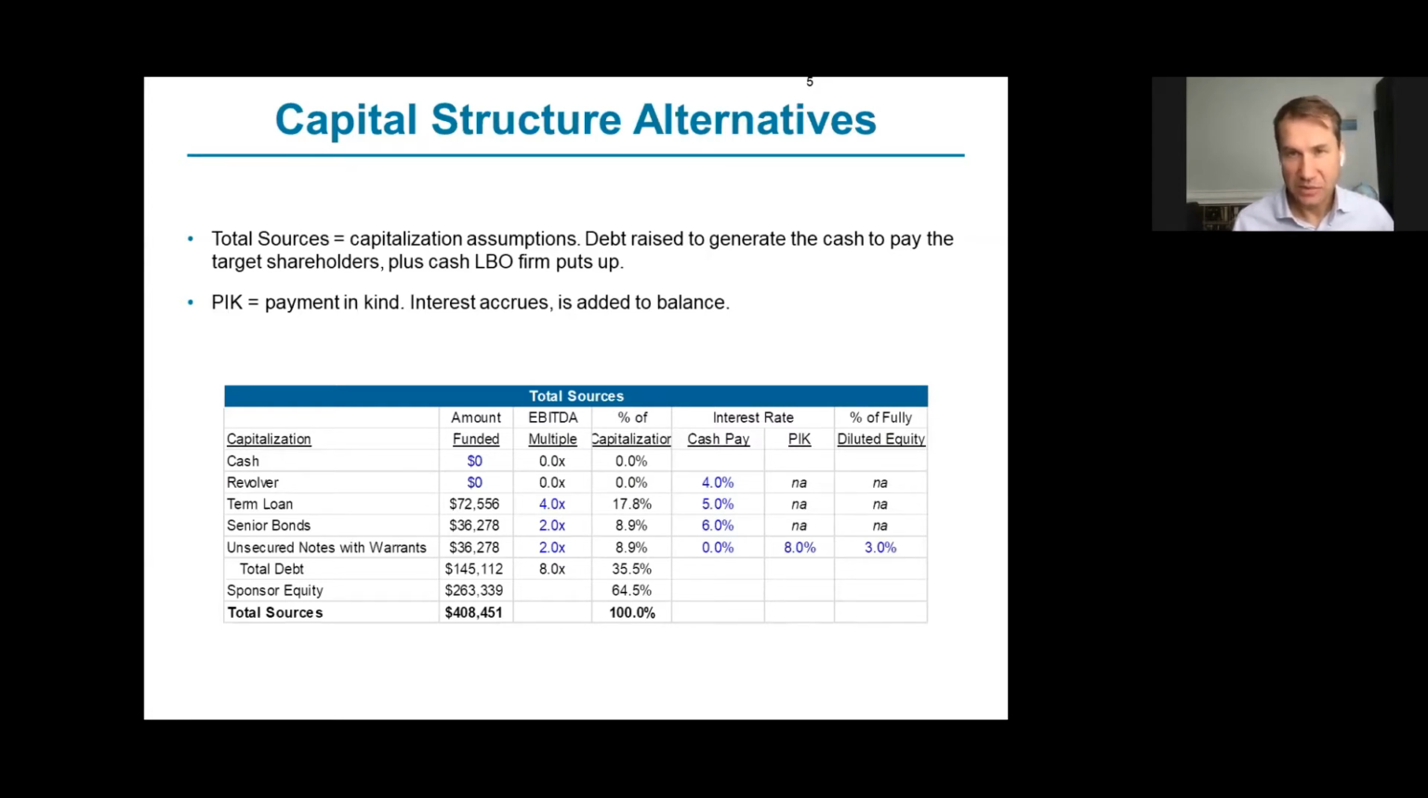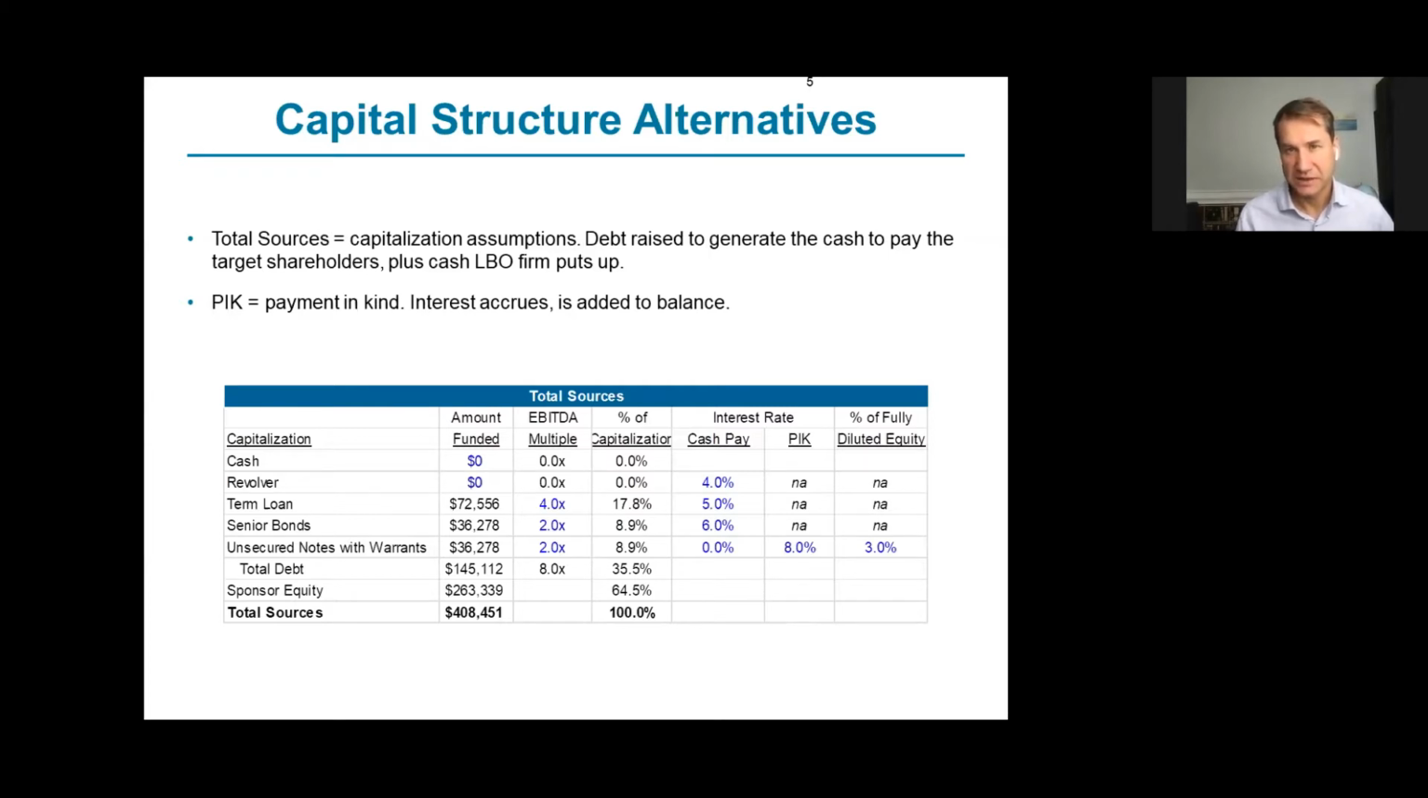And the way companies usually think about the amount of debt is based on multiple of EBITDA. And for EBITDA here, we'll look at 12 months EBITDA before the closing. So this will be fiscal 2020 for Home Depot. So I kind of assumed 4 times for term loan, 2 times for senior bonds, and 2 times for unsecured notes.